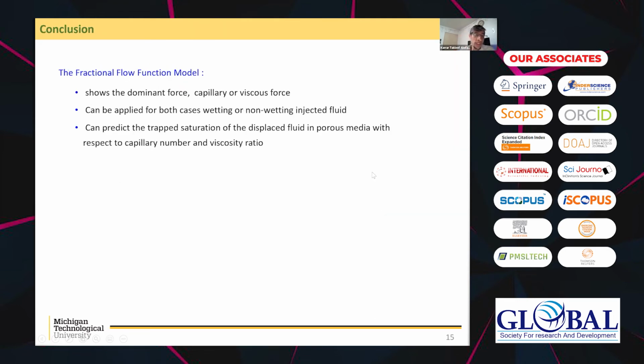So the conclusion: this simple fractional flow function model can be used to identify the dominant forces, capillary or viscous force. It can also be applied for both cases, wetting or non-wetting injected fluid, in other words, imbibition or drainage. And finally, it can predict the trapped saturation of the displaced fluid in porous media with respect to the capillary number and the viscosity ratio.